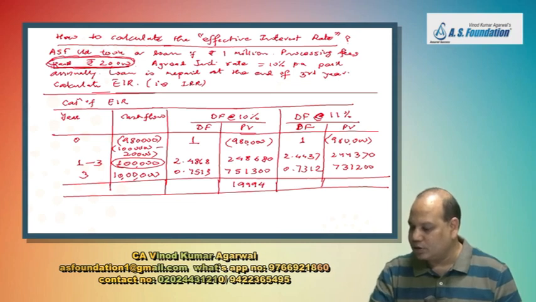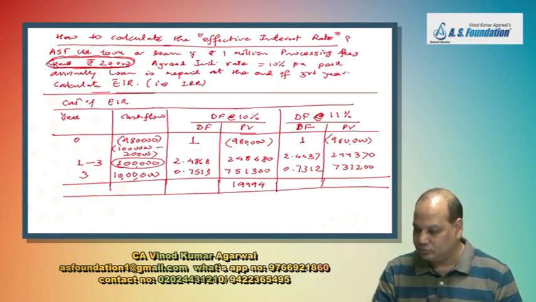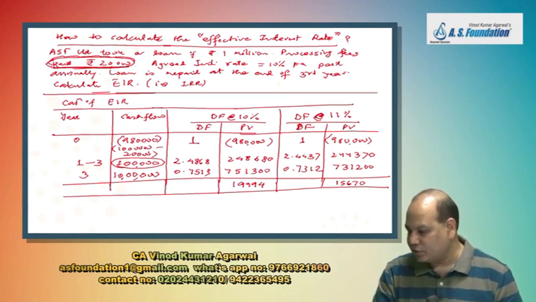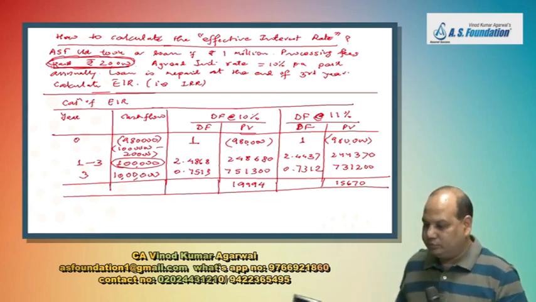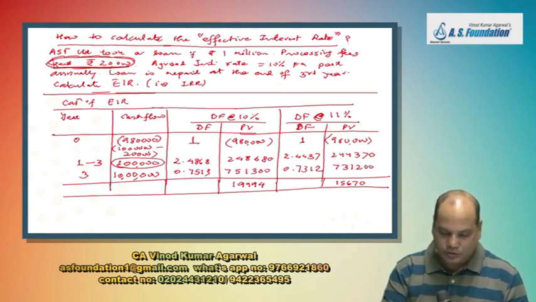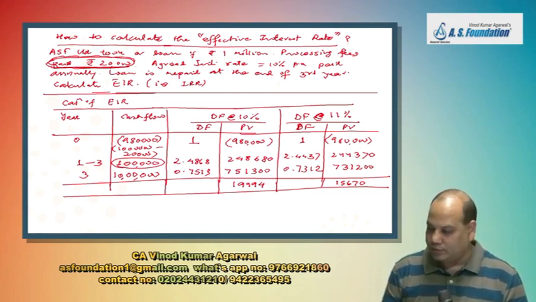So no problem. Tell me the answer approximately. One five. Positive or negative? Again positive. Let me also try. 244,370 plus 731,200 minus 9,80,000. I think it is negative.